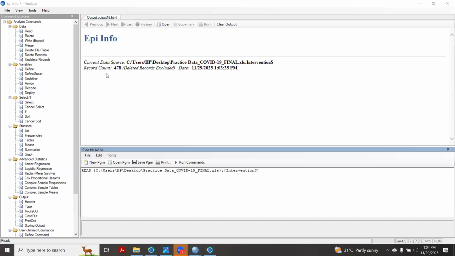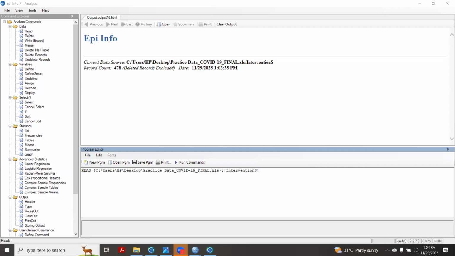So to generate the frequency, you come to this statistics folder, because for Epi Info, that is where you do most of your work. Basically, the data folder, and you just go to read for Epi Info to be able to read the data. And the reason is because the data entry was not done in Epi Info.